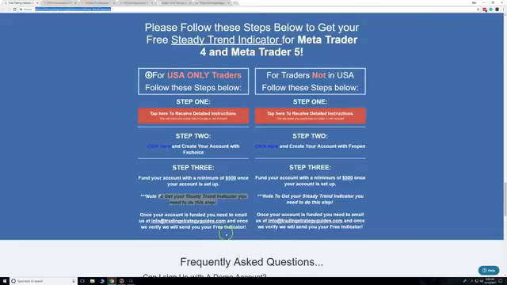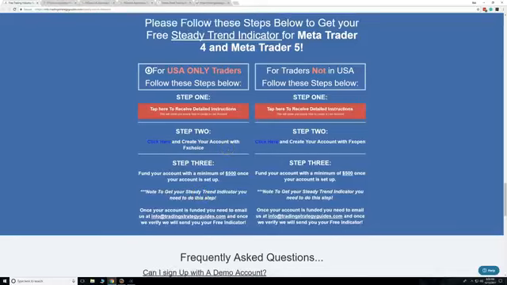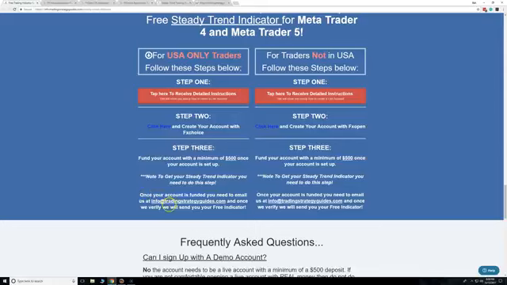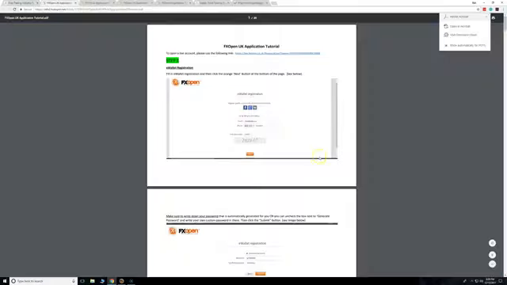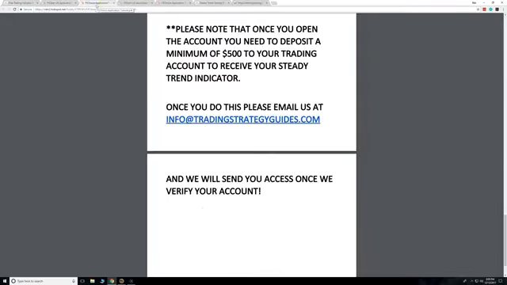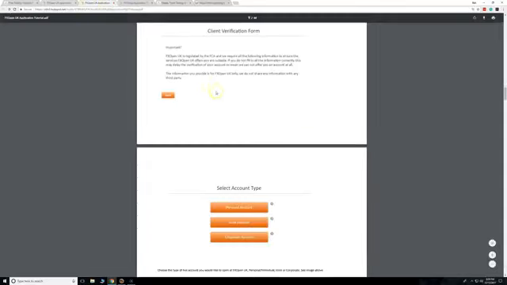So really save this link. Please save this link, especially if you want this indicator, because these are all your directions. This is all you need to do. And like I said, once here, send it to info@tradingstrategyguides.com. Okay, if you're not from the USA, go here. So tap this. This is FX Open. This is another broker. FX Choice is USA. They're a broker for the US customers as well as everybody else, but FX Open is for non-US customers.